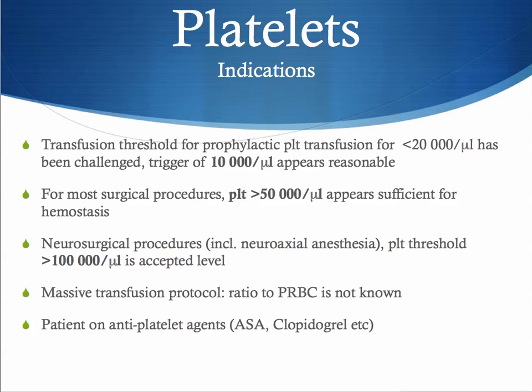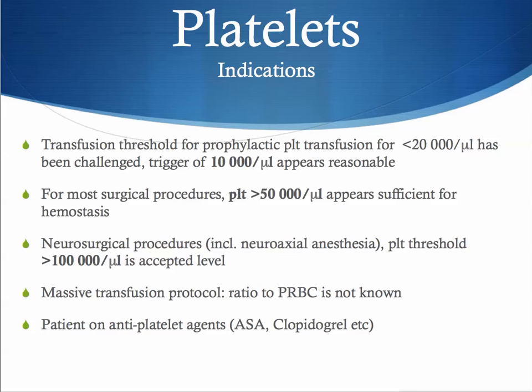So, what are indications for giving platelets? Traditionally, we had much higher thresholds for prophylactic platelet transfusions. Platelet count below 20,000 is the traditional threshold, but that has been challenged, and currently much lower thresholds have been accepted. Currently a trigger of around 10,000 appears reasonable, even less in patients where there are no procedures planned, there's no indication of coagulopathy and spontaneous bleeding. For most surgical procedures, we accept platelet counts around 50,000 to be sufficient for hemostasis.